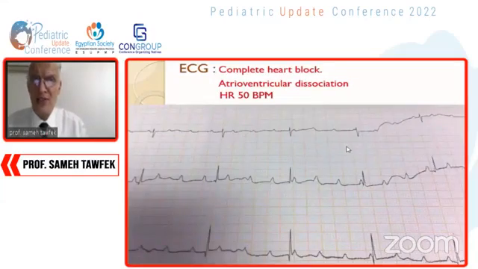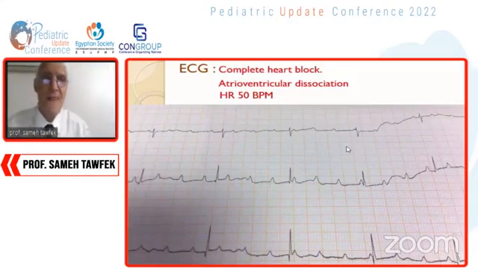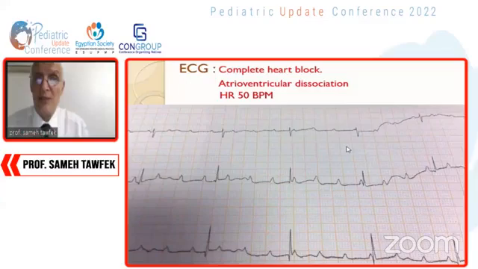And this is the ECG. And this is the actual ECG. I insisted to put it as it was. ECG was complete heart block, atrioventricular dissociation, and the heart rate was 50 beats per minute.